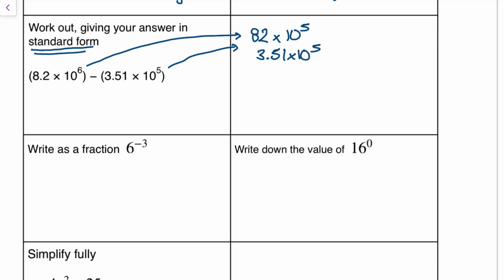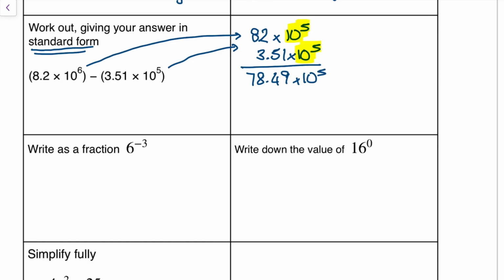And because these powers are the same, I can then take them away. And that is because in the same way that I say to you, what's 20 minus 1? It's not 10, because I have to have the place value in the same way. Anyway, let's take these numbers away. So 82 minus 3.51 is going to give me 78.49 times 10 to the 5.